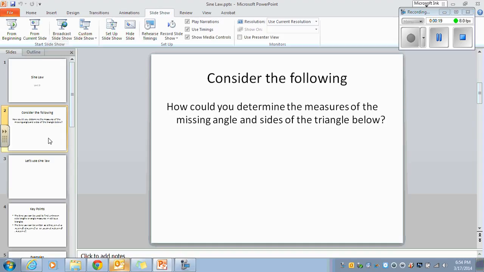Alright, so let's consider the following. How do you determine the measures of the missing angle and sides of the triangle below?